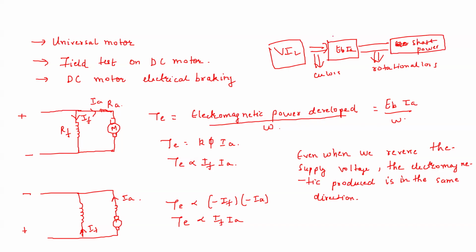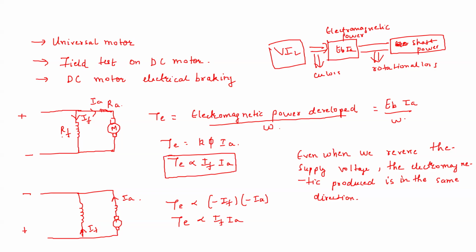So here this EB into IA is electromagnetic power developed, okay. So from this electromagnetic power developed by omega, we get electromagnetic torque developed, okay. So you will see that the electromagnetic torque is proportional to the product of IF and IA.